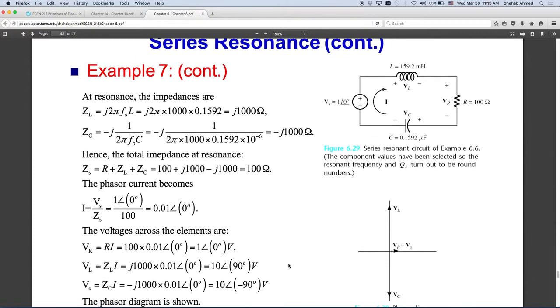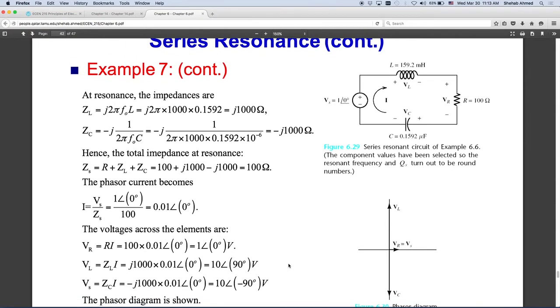Another example, the continuation of this example. At resonance, we know that the L's and C's go away, so the current is equal to what? The voltage, 1 angle 0, divided by 100, so it's 0.01 angle 0. No changes in that. So that's the current they calculated here, and they wanted to calculate the voltage across all the components at resonance. So you take the current multiplied by the impedance, for the resistor, the inductor, and the capacitor. Any questions on this? No?